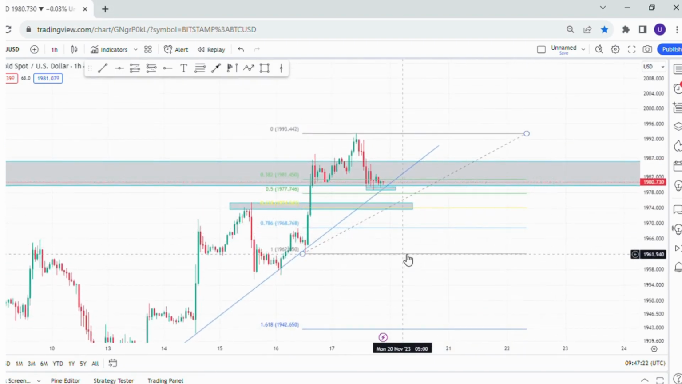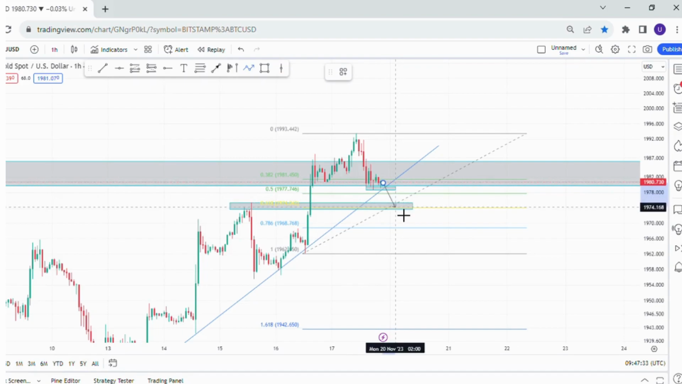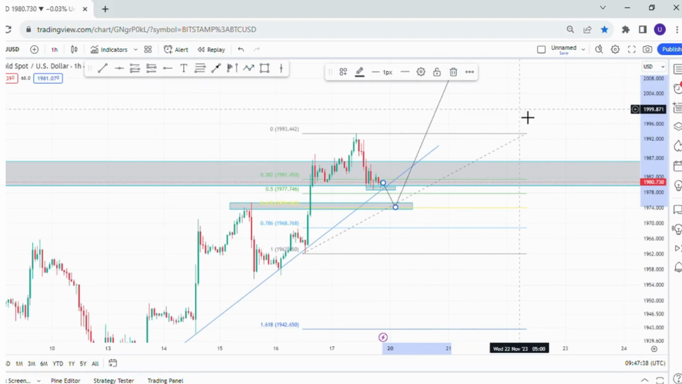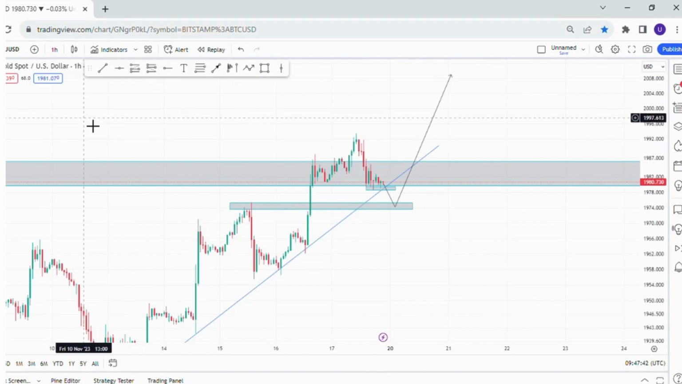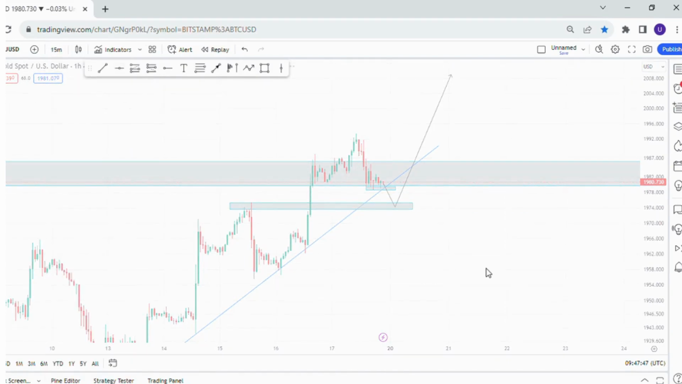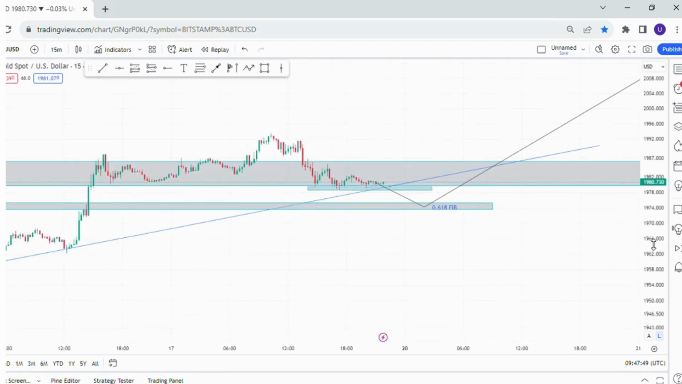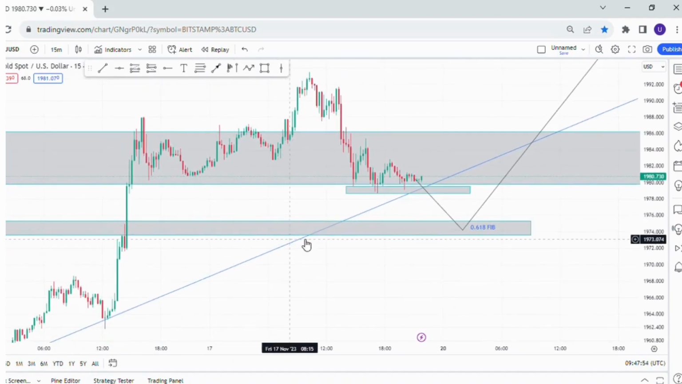But what I'm going to be doing on this chart, I'll be waiting for this market to come all the way to this zone. Then I will go to the 15 minutes time frame and look for candlestick patterns that will push the market upwards. So that is what I will be looking for on gold.